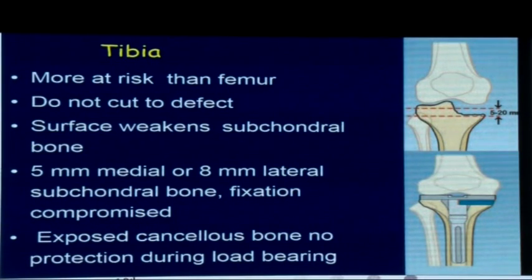The tibia is more at risk than the femur. Please do not cut to the defect. Please spend time to analyze your cut. Cut less, you can cut again. Once you've cut it, you cannot put it back again. The surface weakens the subchondral bone, and you need at least 5 millimeters of medial or 8 millimeters of lateral subchondral bone, otherwise your fixation is compromised. And when you have the exposed cancellous bone, you often need to protect it even whilst you're operating so that you do not cause further grief to yourself.